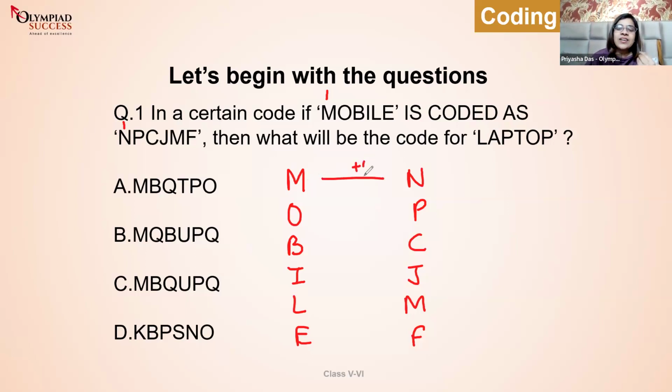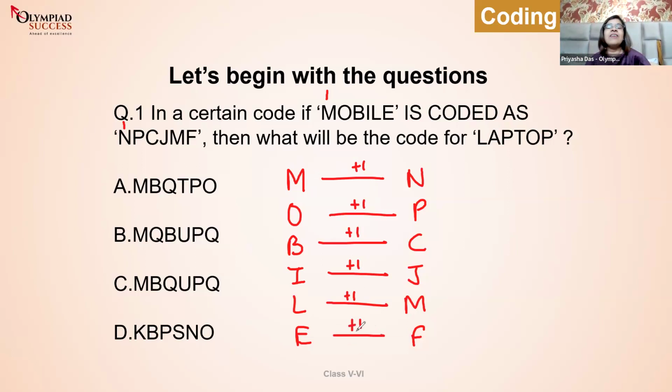M plus 1, O plus 1, B plus 1, I plus 1, L plus 1, and E plus 1. The right next letter is my code here. Now that I know the logic, always remember this part is called the sample. So from the sample, what do we do? From the sample, we find the logic. What logic did we find? Plus 1 is my logic.